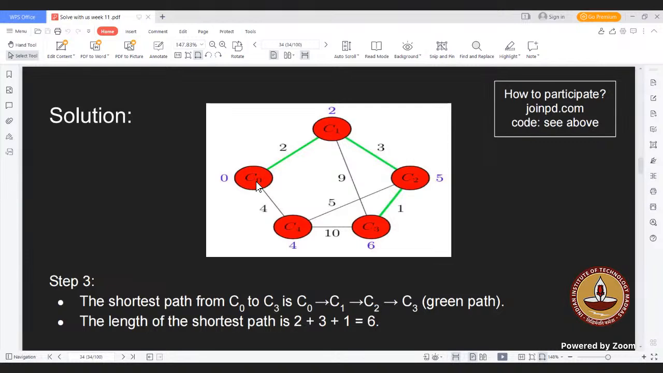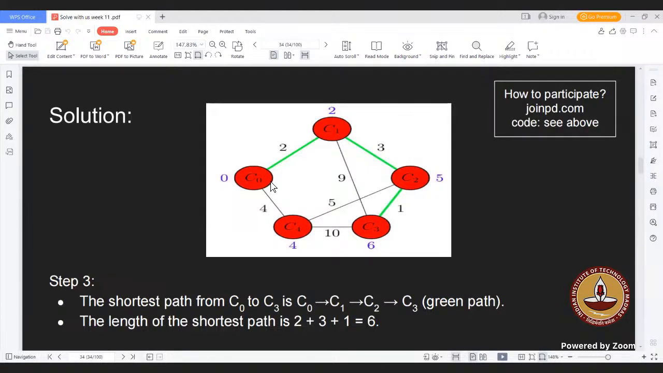So this is not a planar graph, as there is an intersection of the edges. No, you can draw the edge from C4 to C2 as an outside edge, right? An outer edge can be drawn. So this is a planar graph. You can draw an outer edge from C4 to C2.